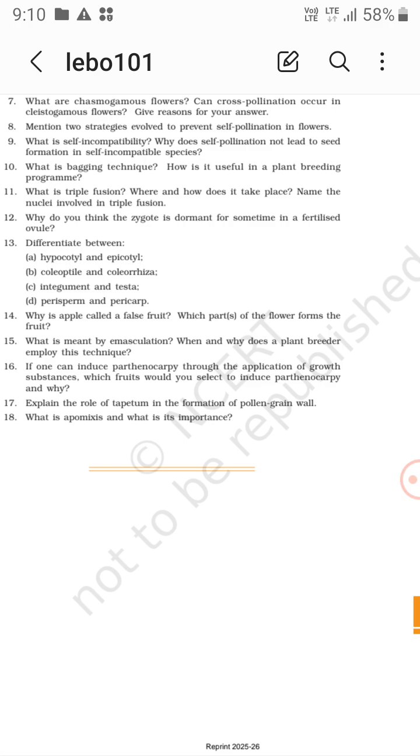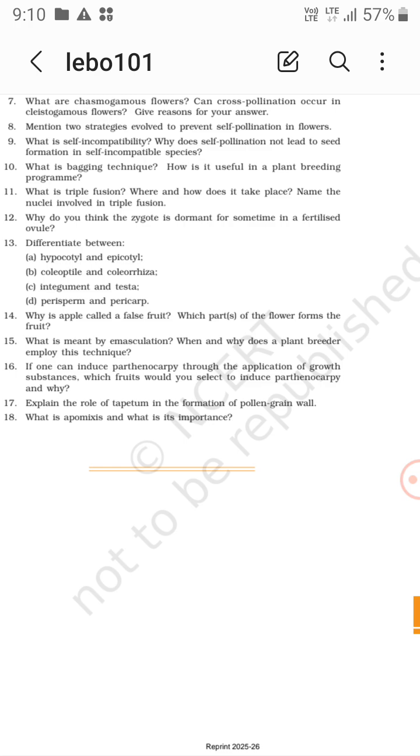Integument and testa. Integument is for protection. Testa is also the coat of the seed, right? And testa and tegmen: testa is the outer layer and tegmen is the inner layer. The perisperm and pericarp. Perisperm is the remnant of the nucleus that acts as endosperm, and pericarp is the fruit wall, right?